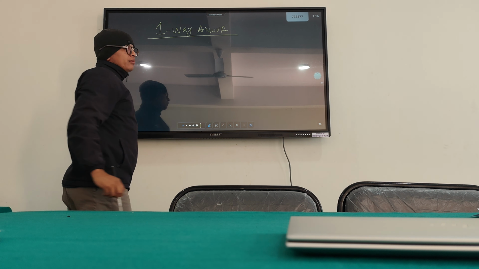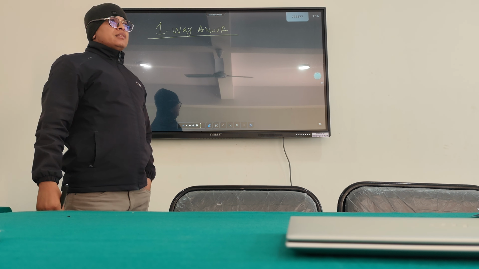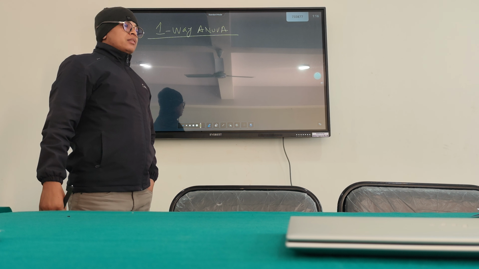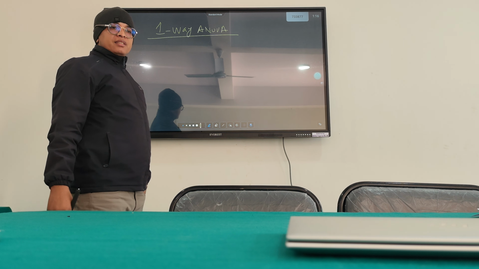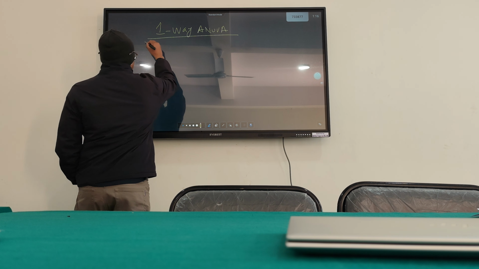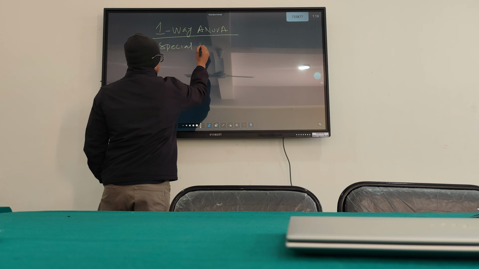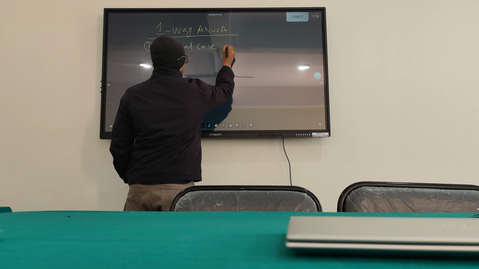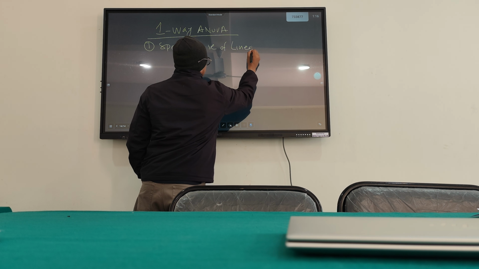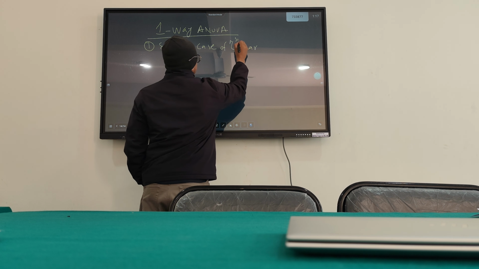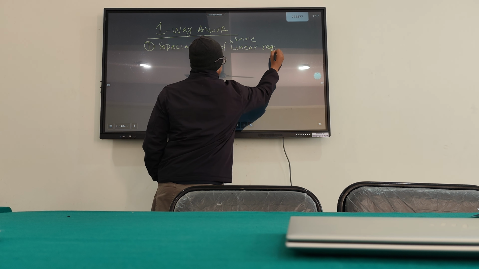So one-way ANOVA, first of all, is a special case. For linear, it is a special case of linear regression. We can call it a special case of simple, right? I'll write simple linear regression.